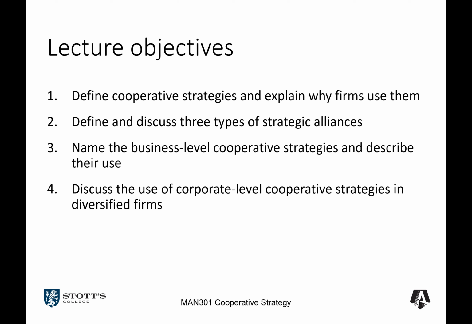So our four objectives are to define cooperative strategy and explain why firms use them, define and discuss three types of strategic alliances, and then name the business level cooperative strategies and describe their use, and the corporate level cooperative strategies that diversified firms use to implement cooperative relationships.